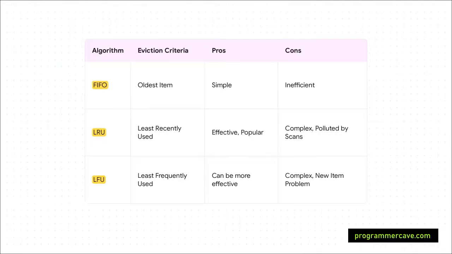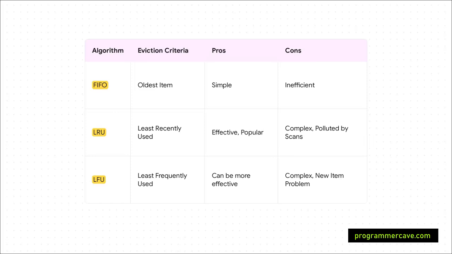Okay, let's just run through this. For FIFO, the eviction criteria is simple. The oldest item gets kicked out. Pro, super easy to implement. Con, it's not very smart and can evict popular items. Then we have LRU. It evicts the item that was least recently used. Pro, it's effective and a go-to for many. Con, it's more complex and it's vulnerable to that cache pollution from big scans.